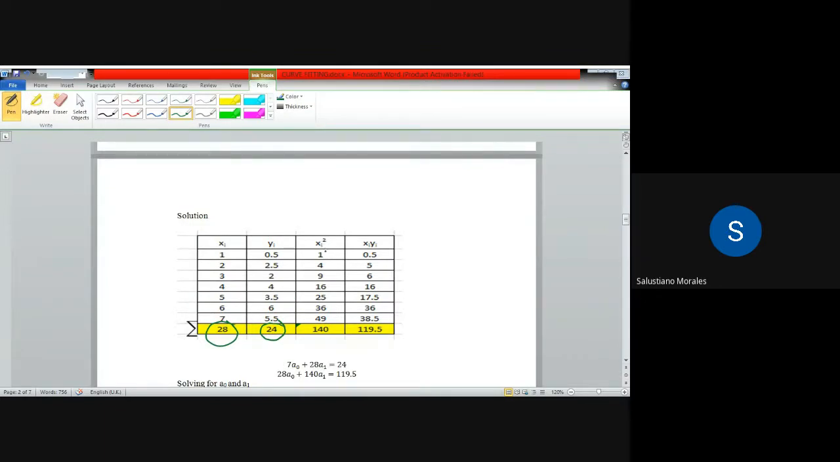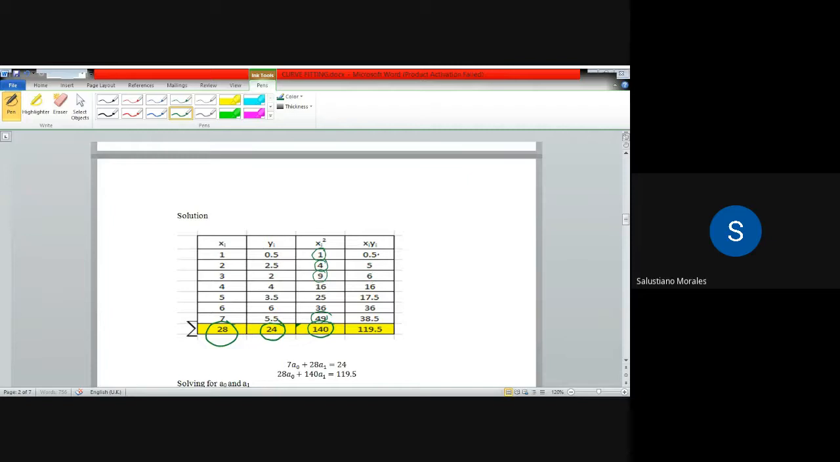Okay, so we continue. Okay, so we squared the values of x. So 1 squared is 1. 2 squared is 4. 3 squared is 9. Up to the last, it is 7 squared is 49. And we add all of this squared values of x to come out with a value equal to 140.